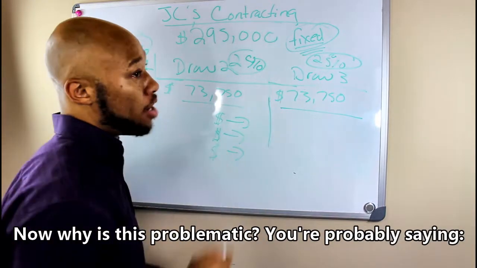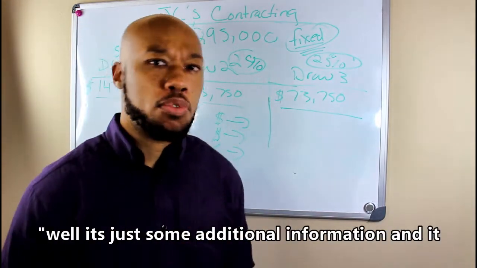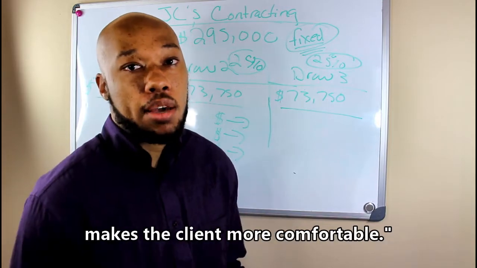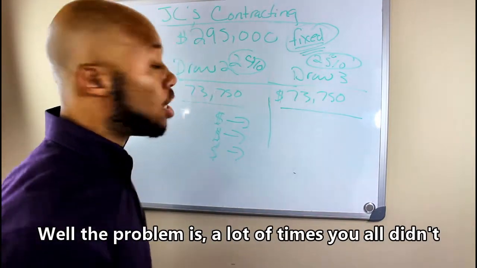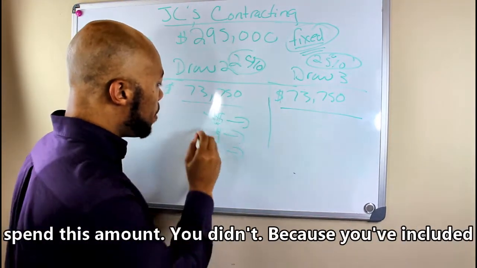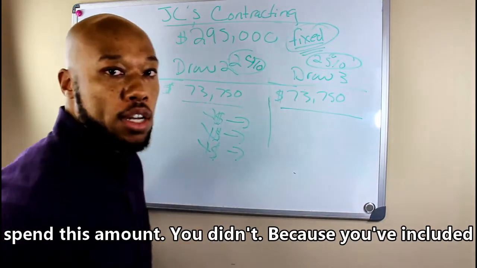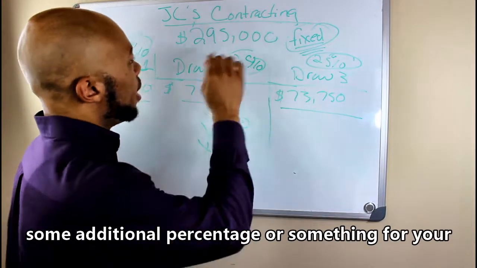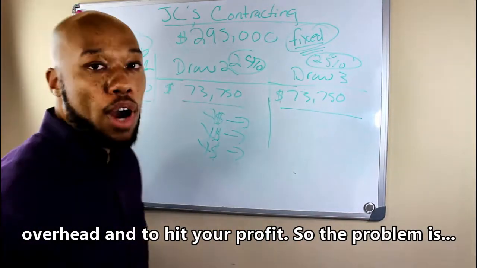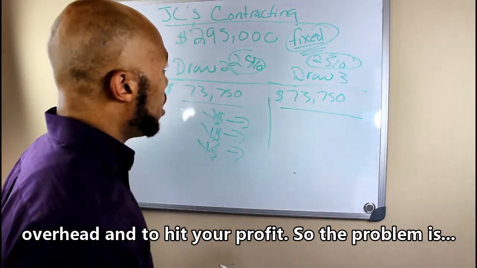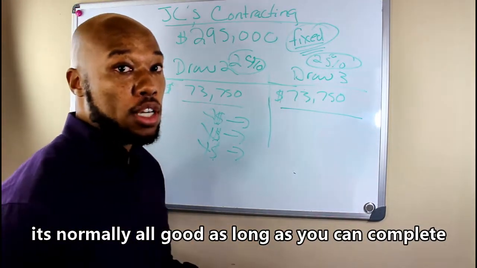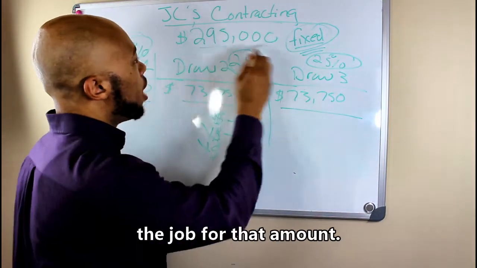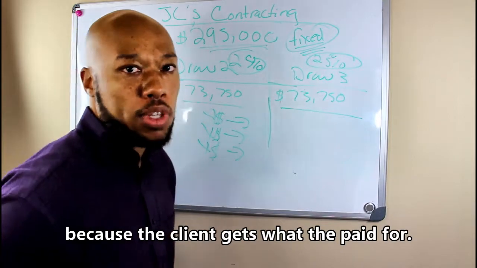Now, why is this problematic? You're probably saying, well, it's just some additional information, and a lot of times it makes the client more comfortable. Well, the problem is, a lot of times you didn't spend this amount, because you've included some additional percentage to cover your overhead and your profit. It's all good normally if you can complete the job for that amount, because the client gets what they paid for.